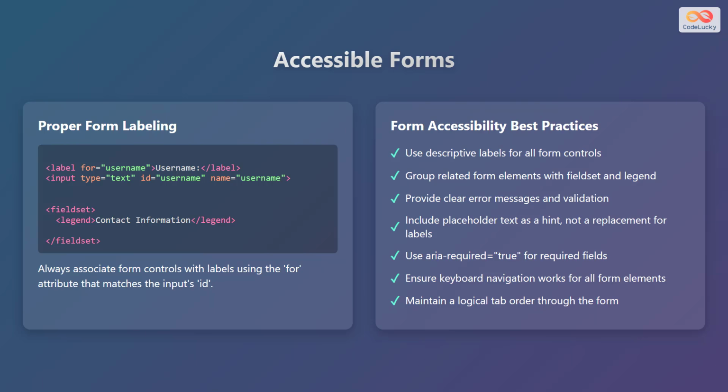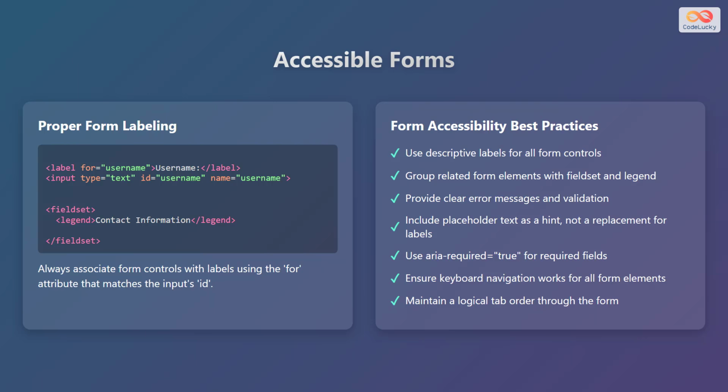Accessible forms are crucial for user interaction. Always associate form controls with labels using the for attribute that matches the input's ID, like so: label for equals username, closing label, input type equals text, id equals username, name equals username. Using fieldset and legend elements is also a good approach. Always use descriptive labels for all form controls.